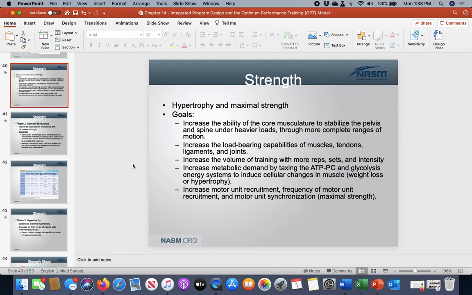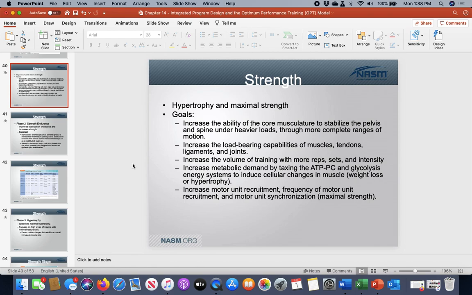As weight gets heavier, you do not want to change the range of motion. It's just going to be more taxing on the system for that range of motion. It should be load bearing, weight bearing. It's going to provide compressive forces for joints, which is going to help strengthen them. Different volumes, different rep sets and intensities.